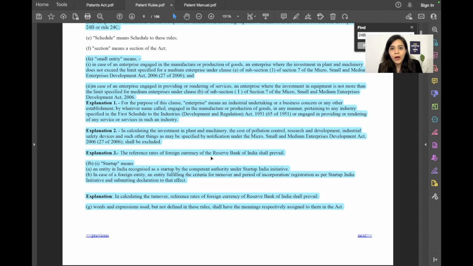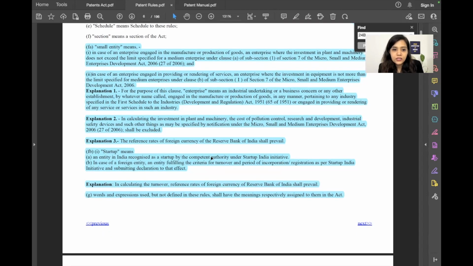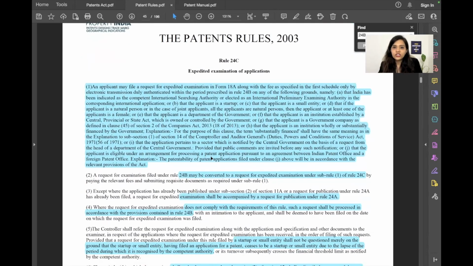And now we'll go back to who can be considered for filing expedited examination. So yes, in clause A, it was written that if you have chosen India as ISA or IPEA in the international application, then you can file for expedited examination. Next, we have if applicant is a startup, he can file for expedited examination. Then if applicant is a small entity, then they can file for request for expedited examination.